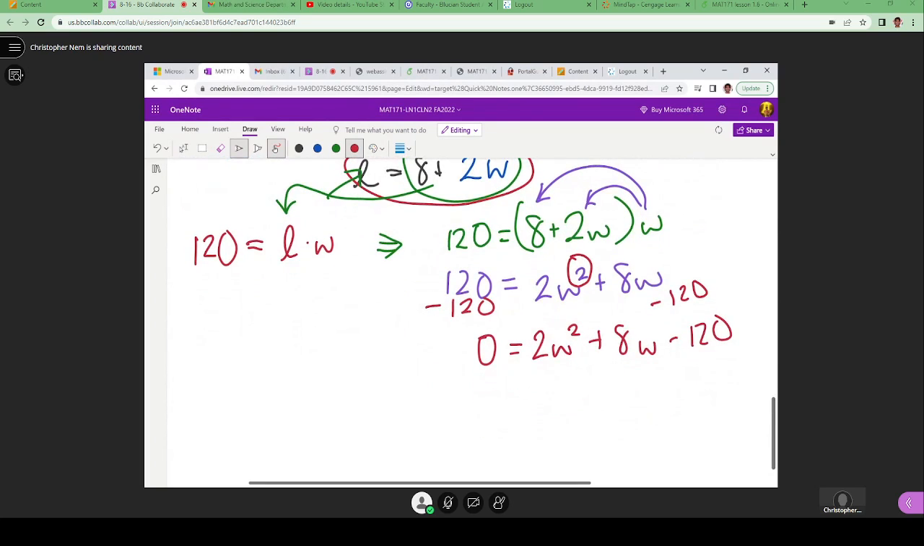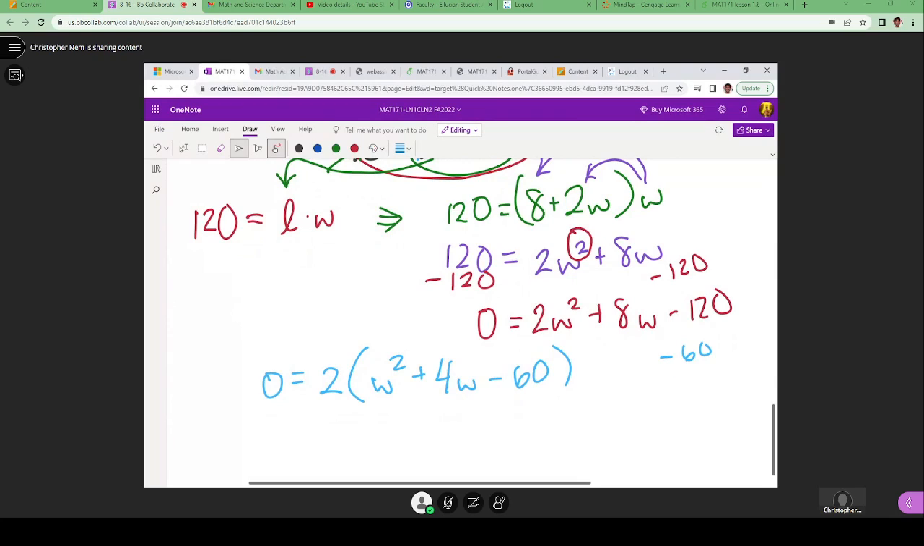Well, now that we have that, how can I factor this out? This is a trinomial, but before we even look at it as a trinomial, what do you notice about all the terms? There's a GCF. So I can rewrite this as 2 times W squared plus 4W minus, what is that, 60. Are there any factors of minus 60 that add up to 4? Well, you have 10 and negative 6. So I can rewrite this as 0 is equal to 2 times W plus 10, W minus 6.